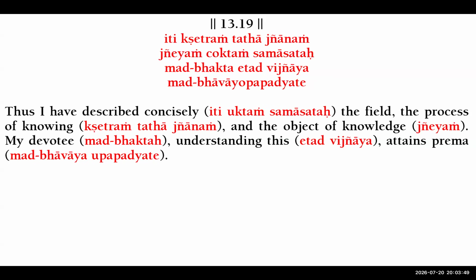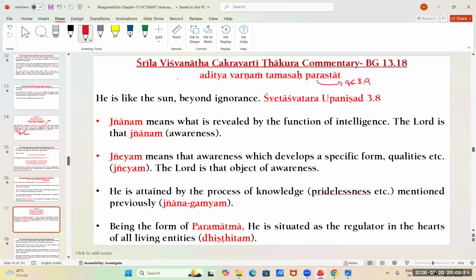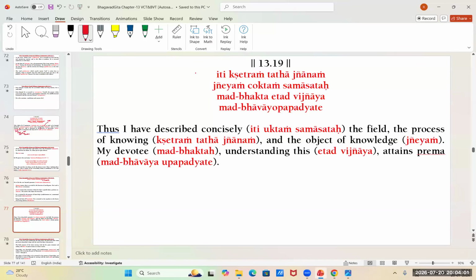Now, what is the result of knowing this knowledge? So now the knowing of this knowledge, actually, in one sense, Krishna is, iti Kshetram tatha Jnanam, summarizing in one sense the Bhagavad Gita.